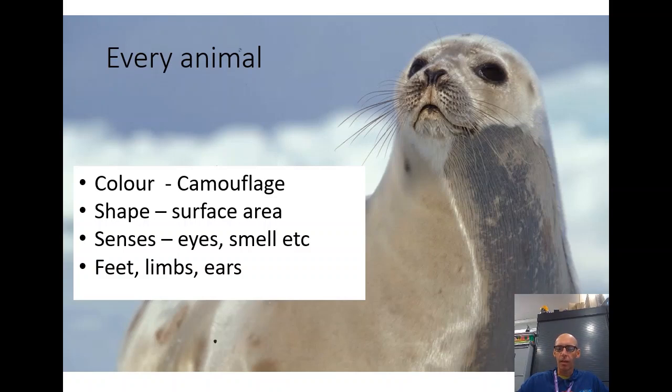The senses of an animal: the eyes, the smell, the hearing. In cases of some animals like moles, their sensitivity in their paws, they can feel vibrations in the soil to find earthworms and other grubs to eat. So the senses of different animals are well adapted again to where they live.